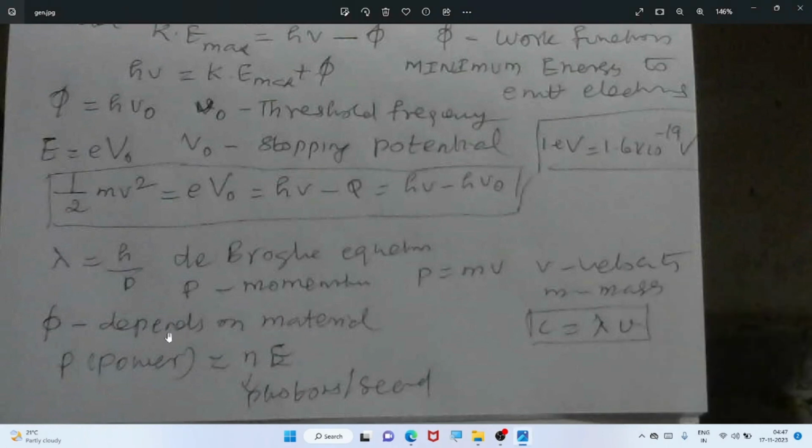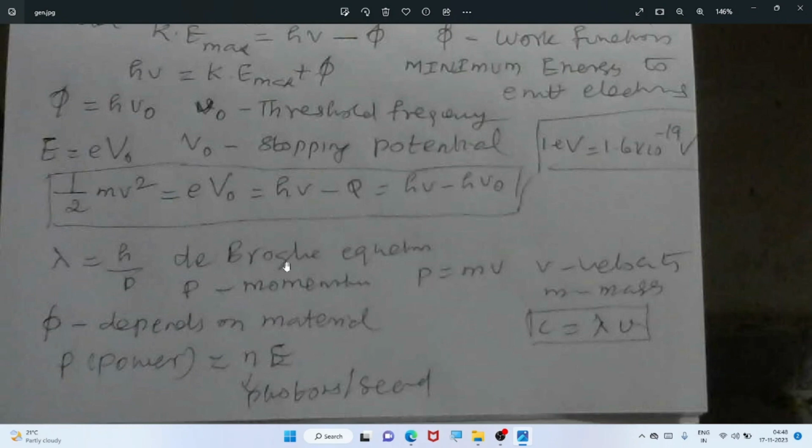This is the de Broglie equation, which connects the wave nature of light to the particle nature. Lambda is the wavelength, which is the wave nature, and it equals Planck's constant divided by the momentum. Momentum is mass times velocity, which is the particle nature. This is the dual nature of light.